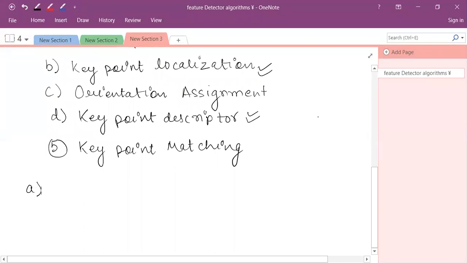Because what augmented reality does is that you have to place an object or image above any image. So you have to make an accurate matching of the coordinates over there, as well as the projections. So key point matching is very useful in the augmented reality concept.